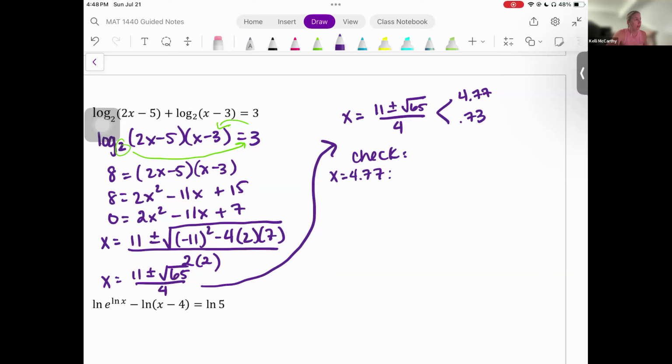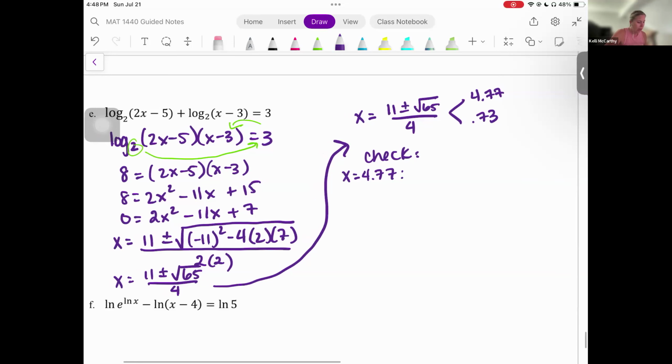So I'm going to first check that solution of 4.77. Remember, I'm going to use that original equation. So I've got 2 separate arguments I have to check. I'm not going to look at the product of the 2.